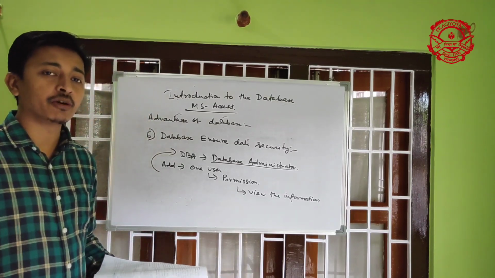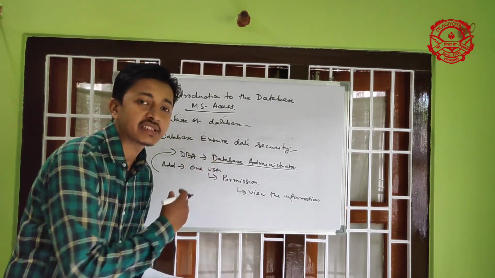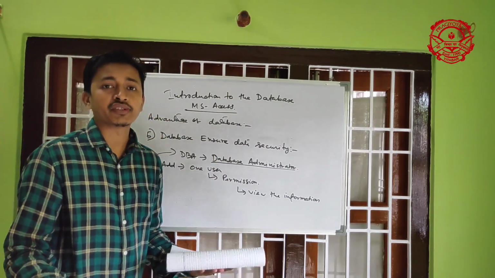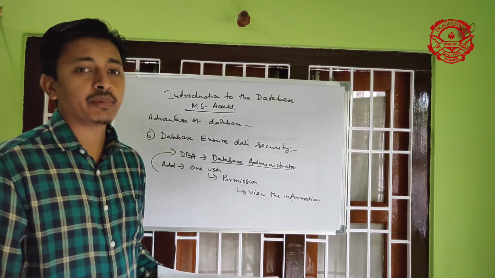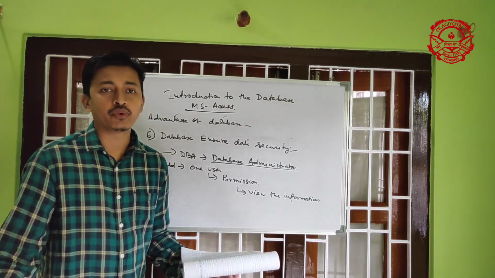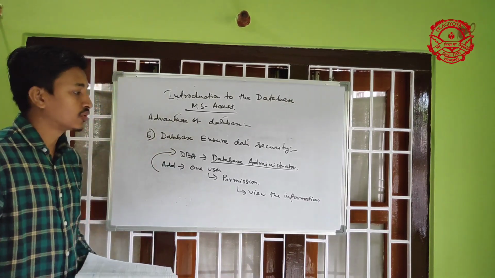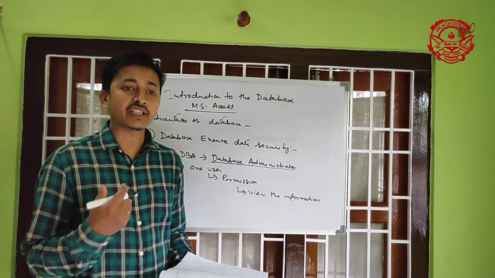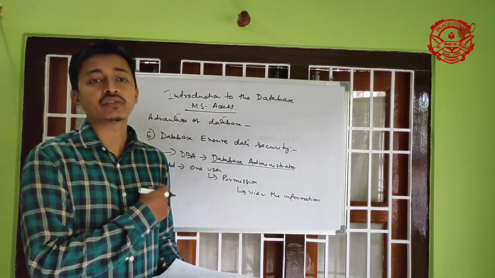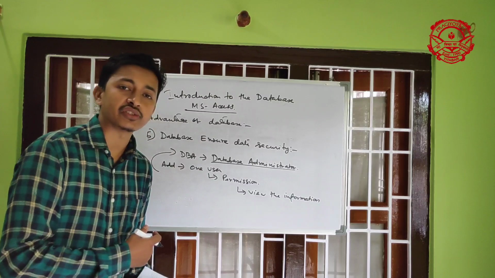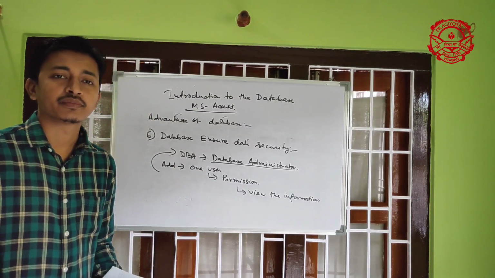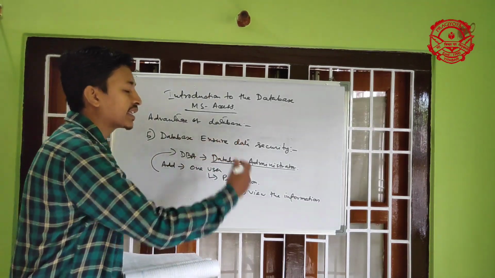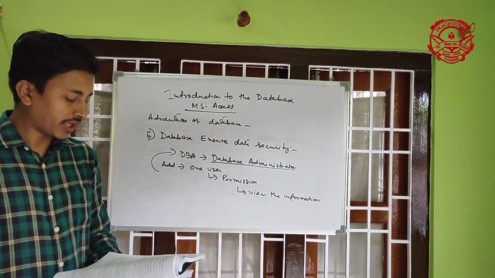So that's why every company uses a database management system, so that nobody can access their private information. For example, Google and Facebook have servers, so nobody can access their information without permissions. That's why they use DBMS. So this is the advantage of DBMS, data security. It ensures data security.